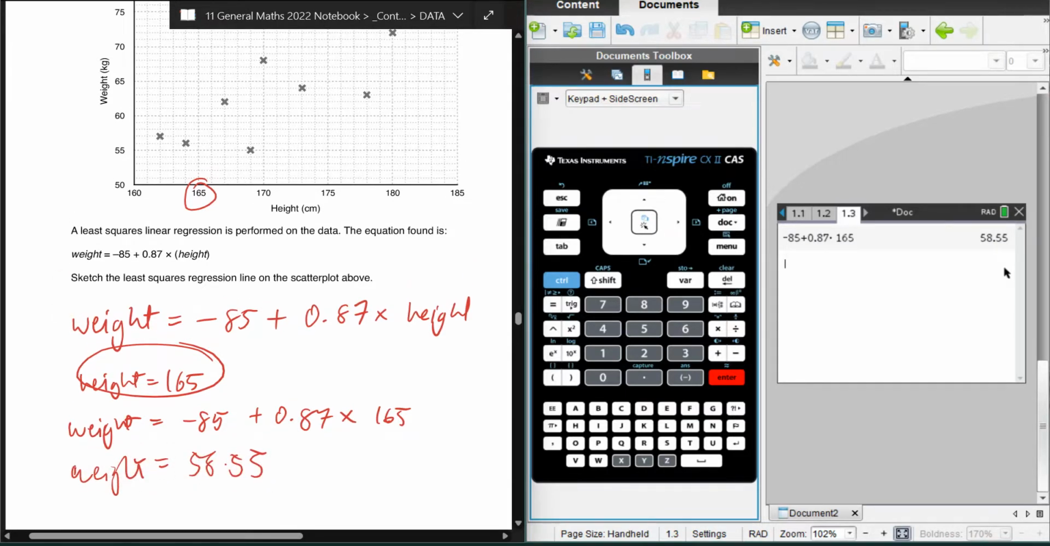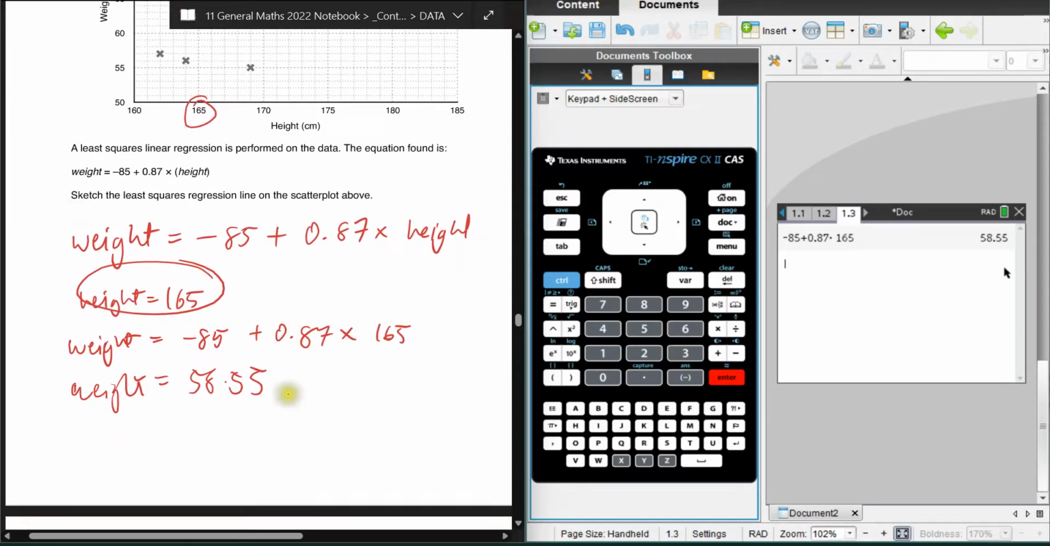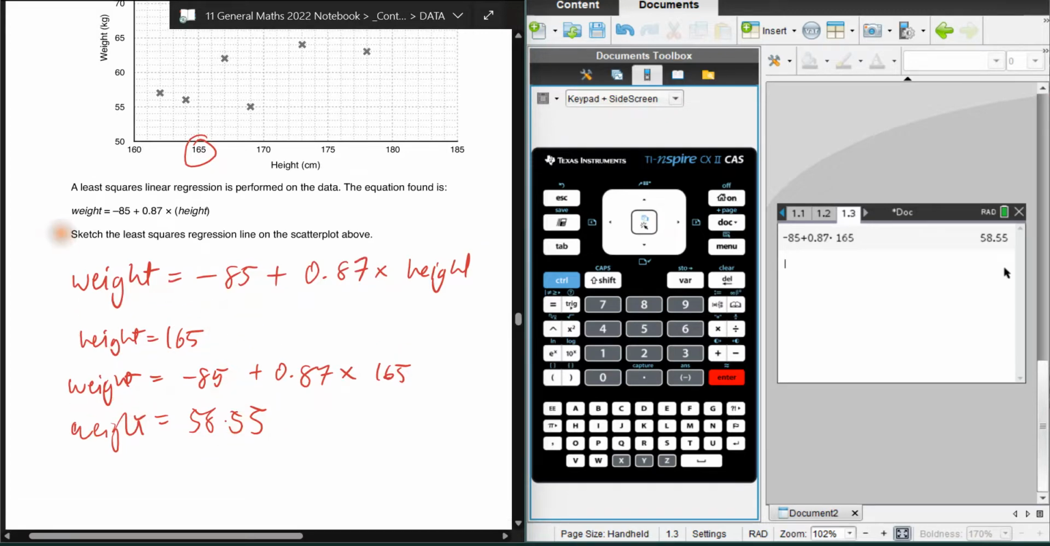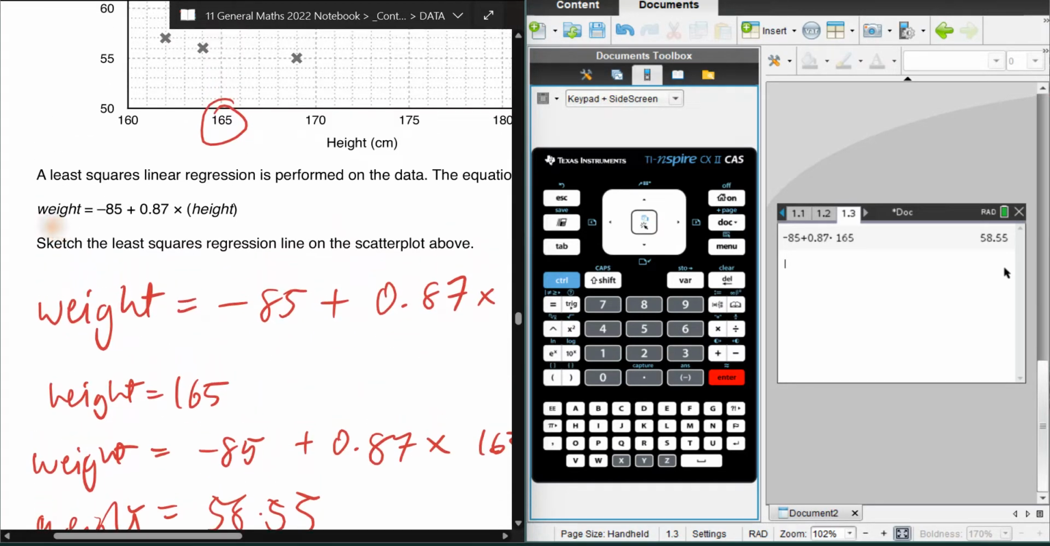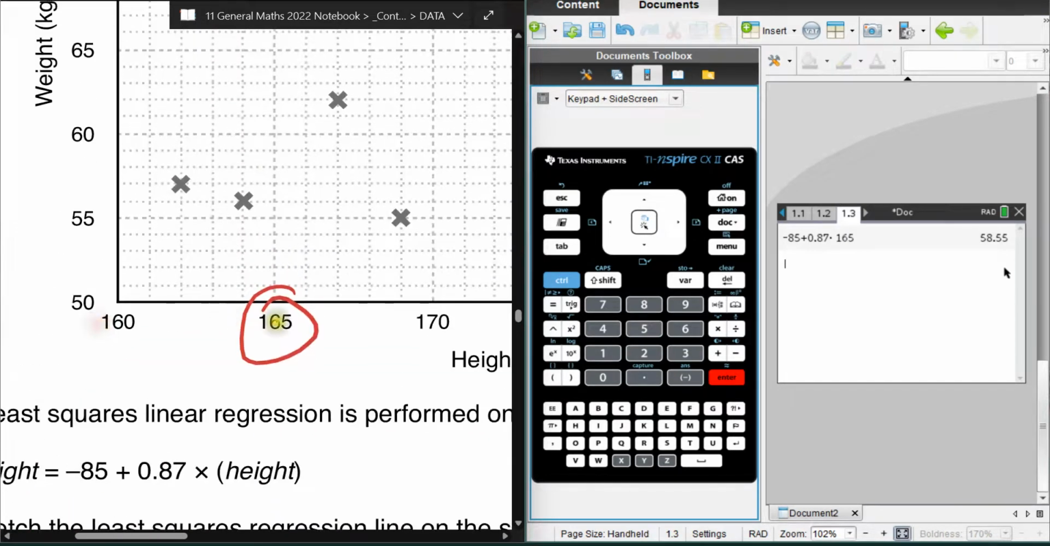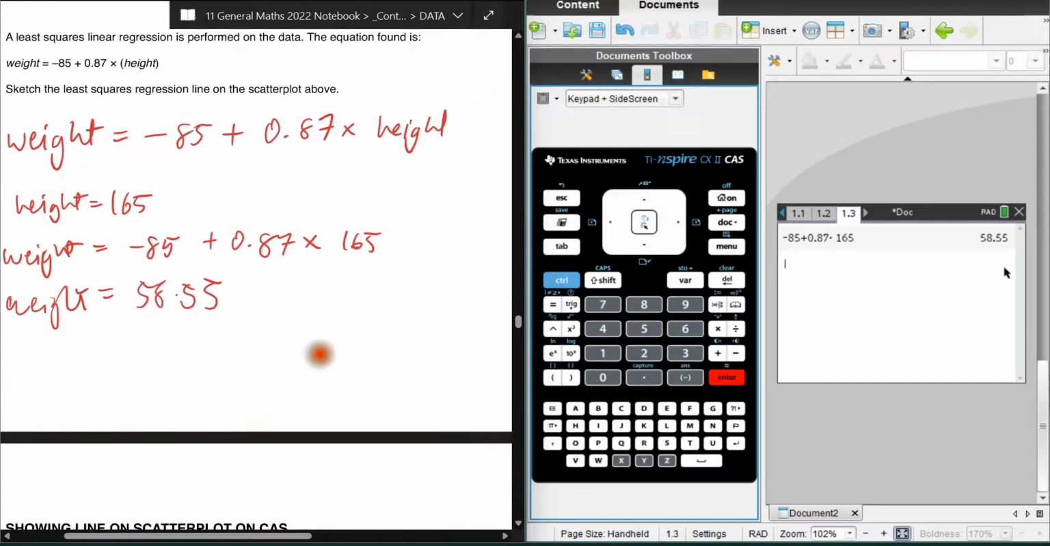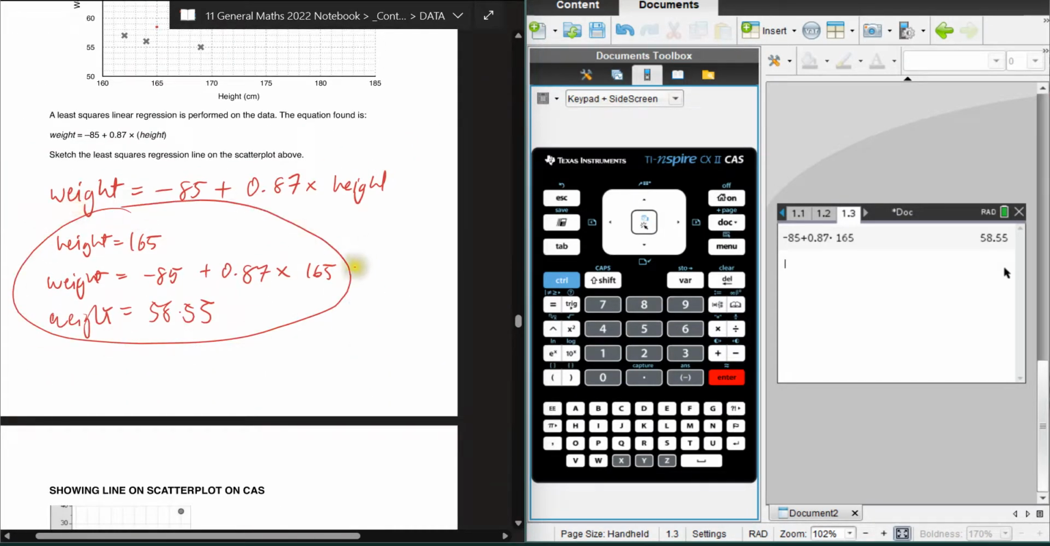So that means my first point is going to essentially be these two, the height and the weight. Putting them together, the coordinate is 165, 58.55. So 165, and then 58.55 is probably about here. There's my first point. So the coordinate was 165, 58.55. That's one coordinate, or one point.